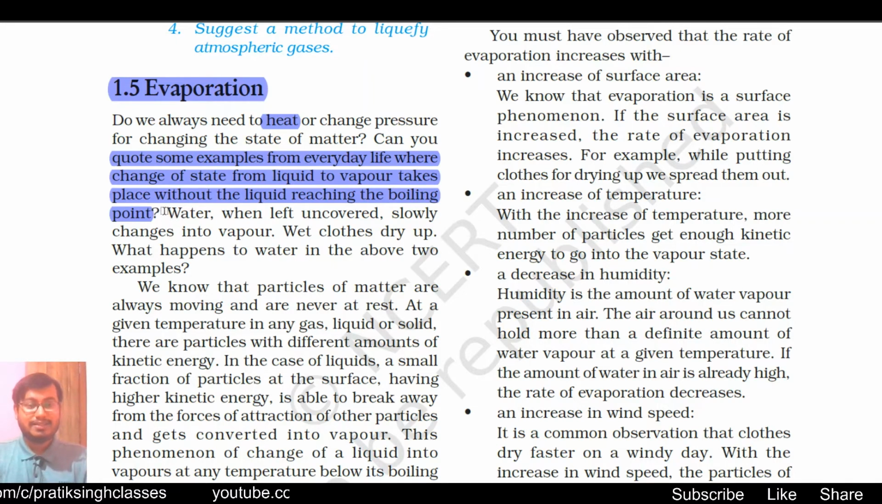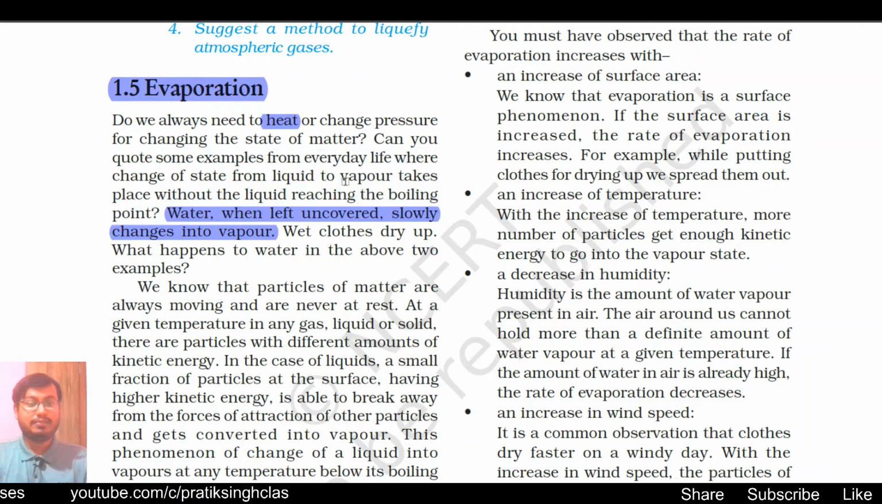Okay, let us see what is given here in the book. Water when left uncovered slowly changes into vapor. Just take an example. Take a beaker, or from your kitchen take a glass or any vessel whose mouth is wide open. Fill that with water and keep it in a dark place or any place untouched. After some hours, we see that the water level has decreased. That means some amount of water has evaporated out.